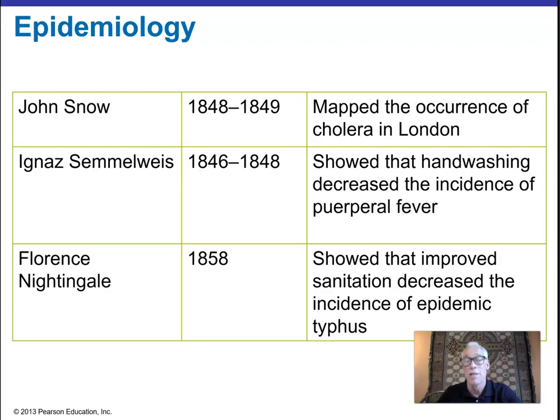So that is, in a nutshell, what epidemiologists do. They collect data and they make observations. They try to figure out patterns. They try to figure out causes of disease, and they figure out what to do about it.